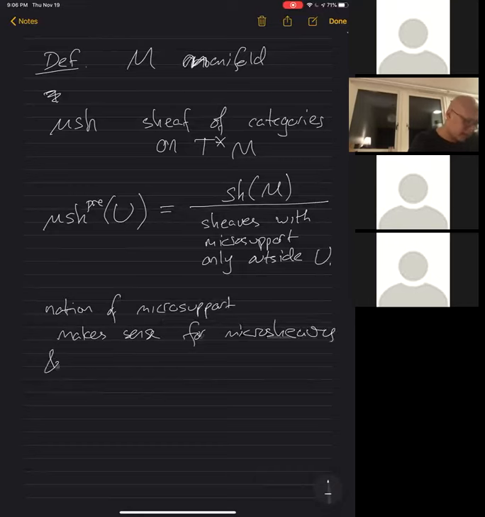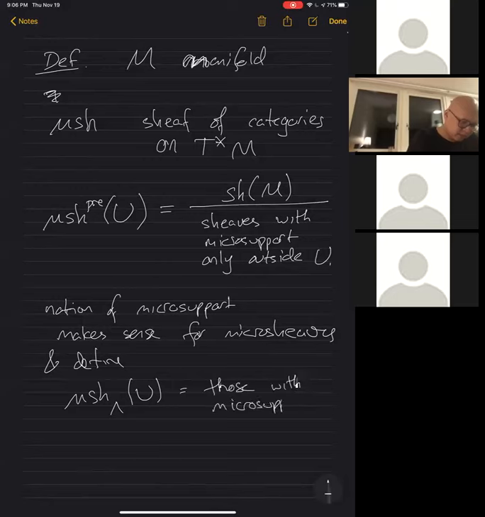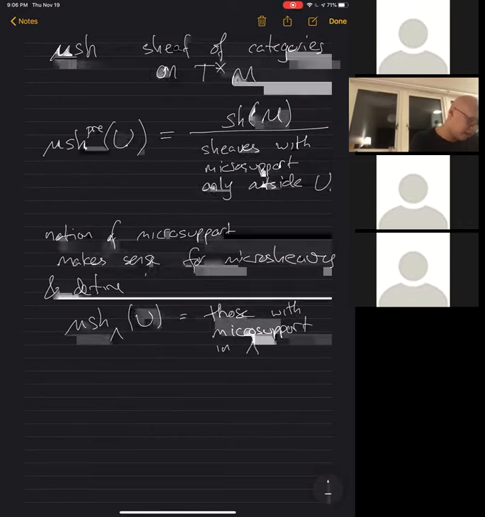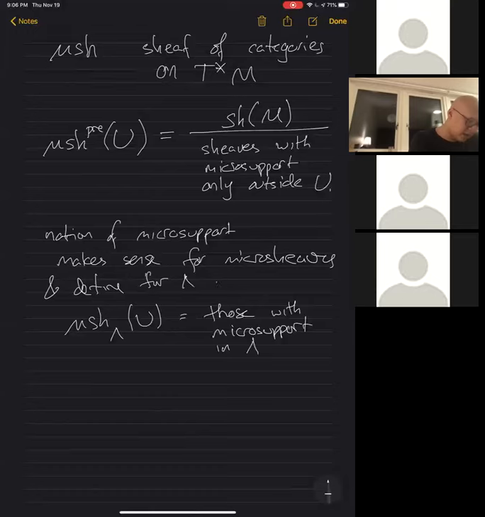And we define, if I put a subscript, let's say lambda, this is those ones with microsupport in lambda. Lambda is Legendrian or Lagrangian, or any. It could be any, but first of all, this notion only really depends... Let me assume it's conical. It only really makes sense to say it, may as well make it conical. Okay, so this is defined for lambda conical.